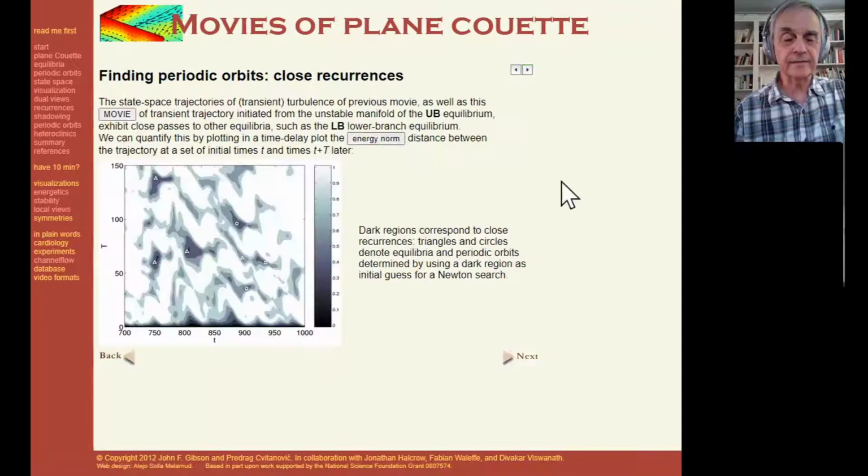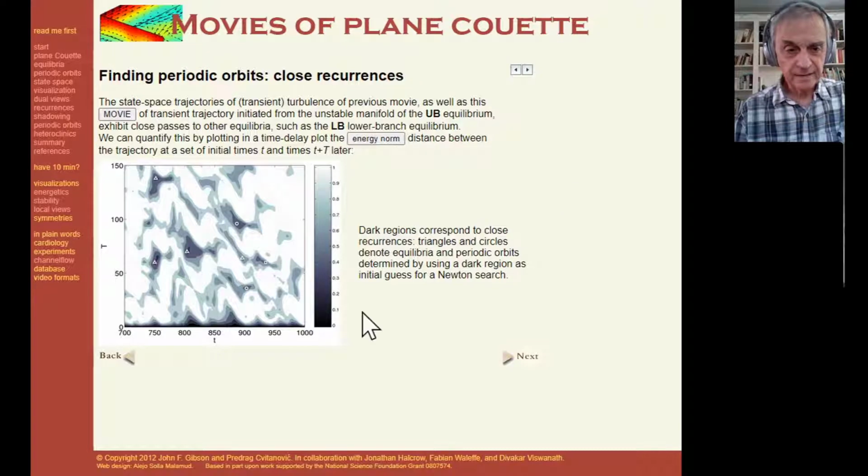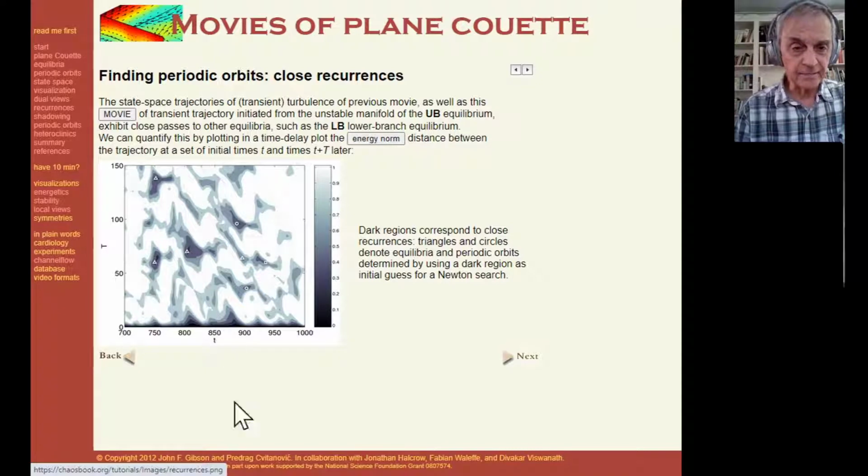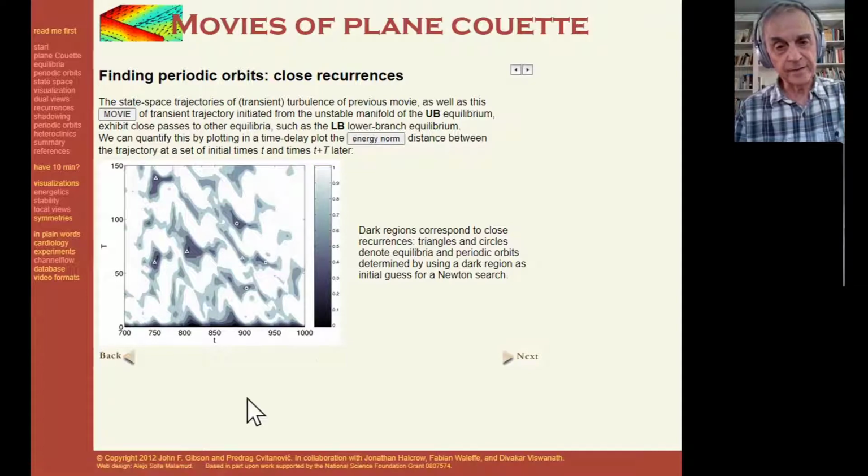I told you that we are able to find periodic orbits. The way this is done is that we run a simulation. Here are typical times I showed you before, order 20 to 100. And here we are running to 1,000. What's color coded is how close I am at a given time to my history 50, 100, 150 units back. If I'm very close, it's a very dark region. And that means that my state has a recurrence.